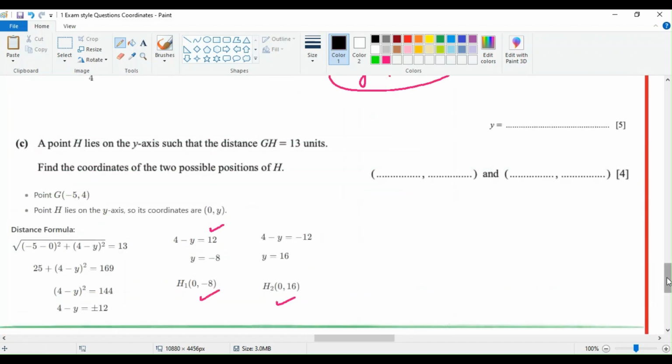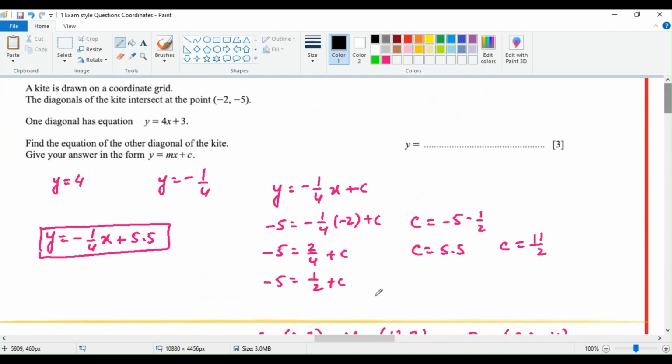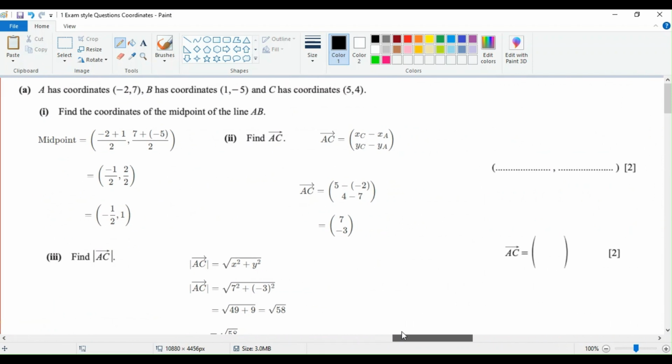Moving on to the next question, let's see what it has for us. Okay, it says A has coordinates (-2, 7), B has coordinates (1, -5), and C has coordinates (5, 4). So first we find the coordinates of the midpoint of AB.